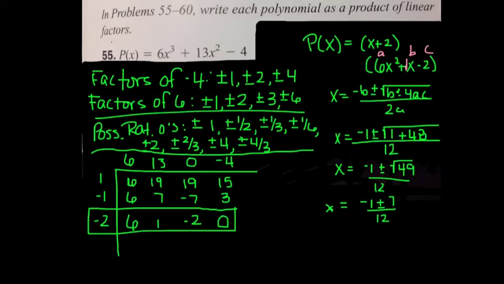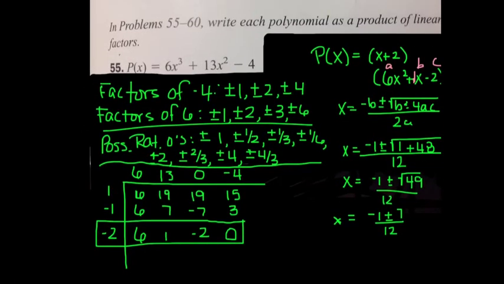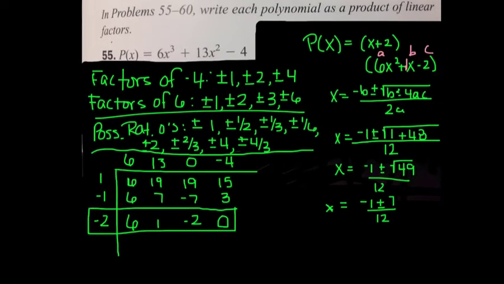So the first 0 that we can get from the quadratic formula is x equals 1/2. The second one is what I get when I take negative 1 minus 7, which is negative 8 over 12, and that simplifies to negative 2/3.